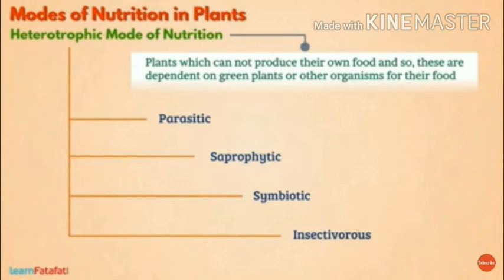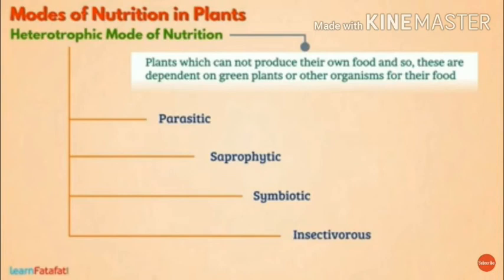All animals, human beings, and non-green plants which do not contain chlorophyll follow this mode. And as we have already discussed, chlorophyll is essential for photosynthesis. That is, without its presence, the plant is not able to make its food. And this mode of nutrition is called the heterotrophic mode of nutrition.